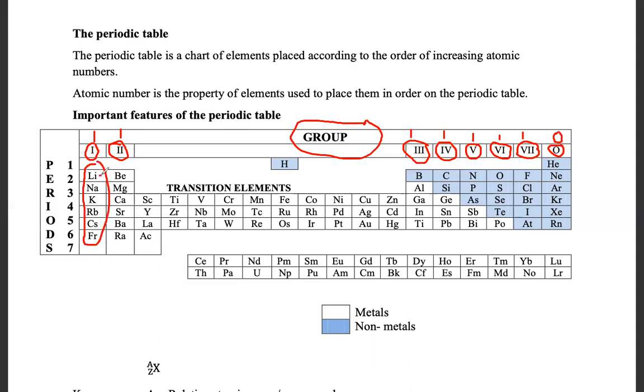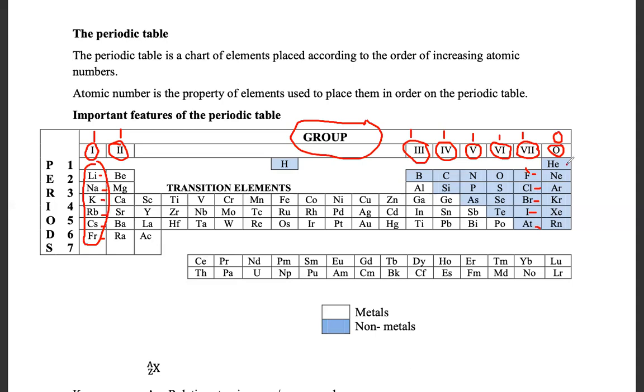So we've got lithium here, we've got sodium, we've got potassium, we've got rubidium, we've got caesium, we've got francium. These are in group 1. Group 7 here, we've got fluorine, we've got chlorine, we've got bromine, we've got iodine, we've got astatine.